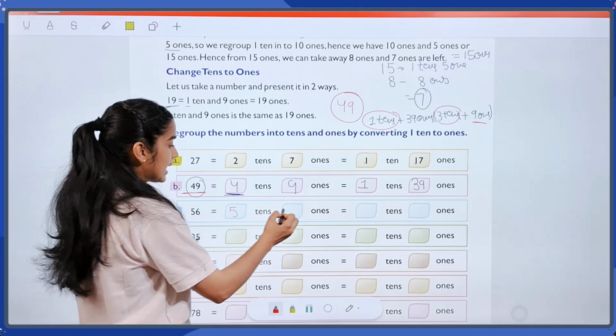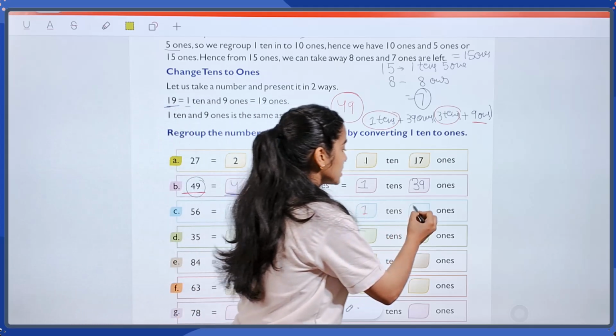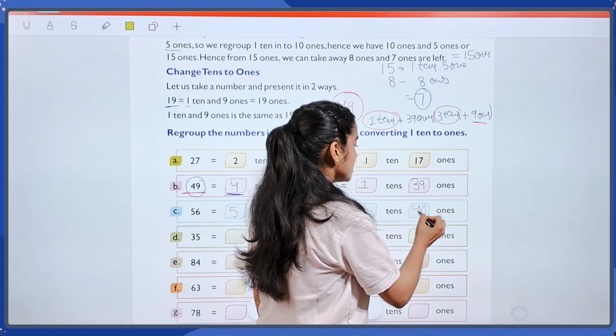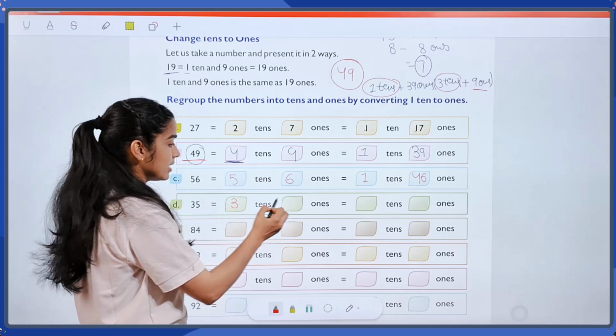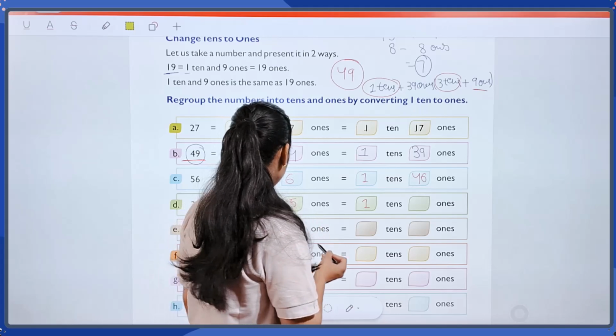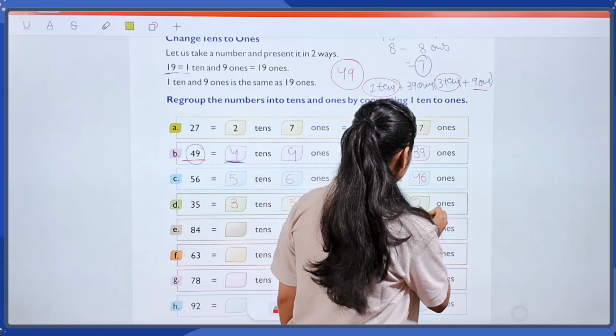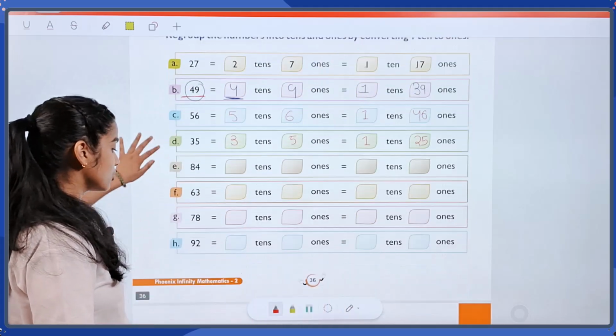Now we have 56. So how can we convert it? 5 tens and 6 ones, which means 4 tens and 16 ones. Now we have 35. So 3 tens and 5 ones, which means 2 tens and 15 ones. So in the same way you have to solve the rest of the questions you have.